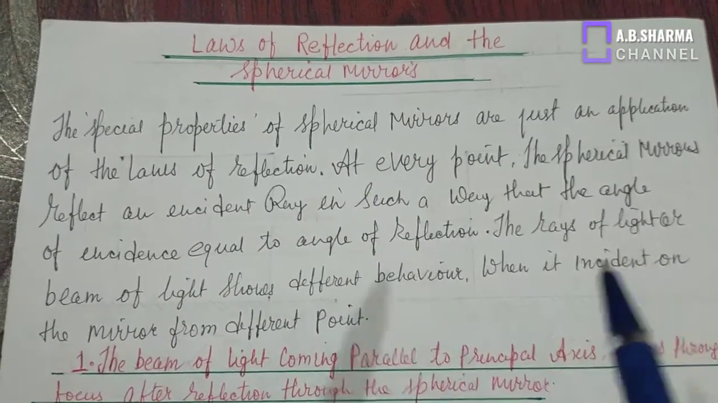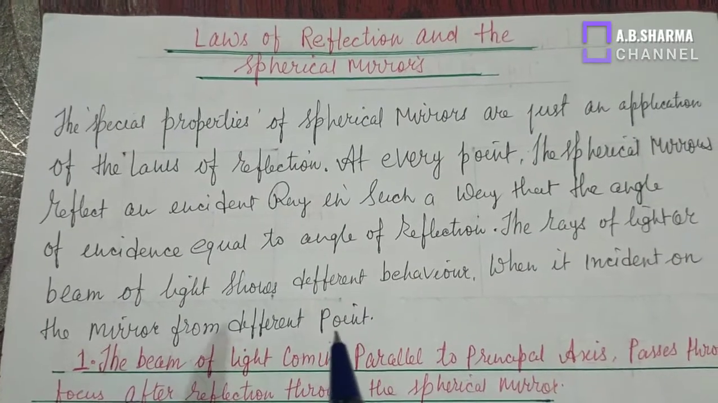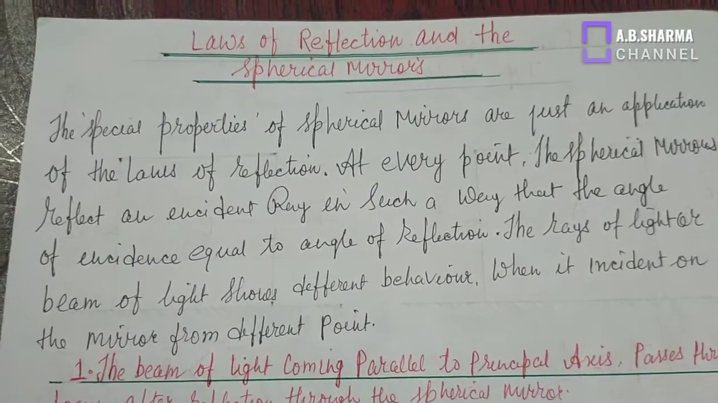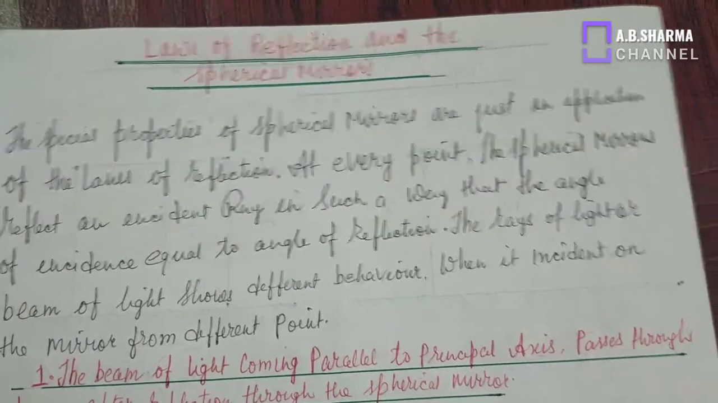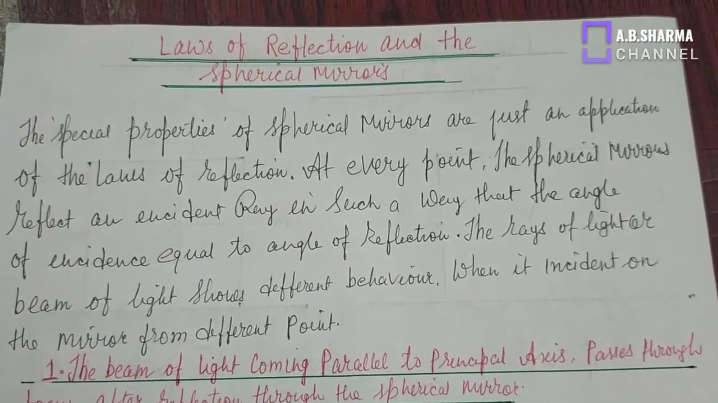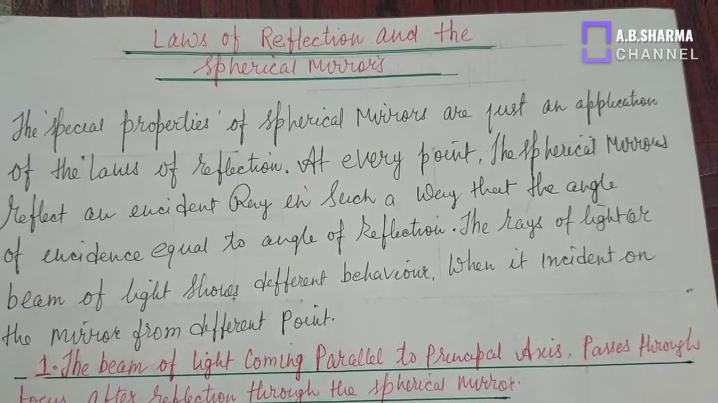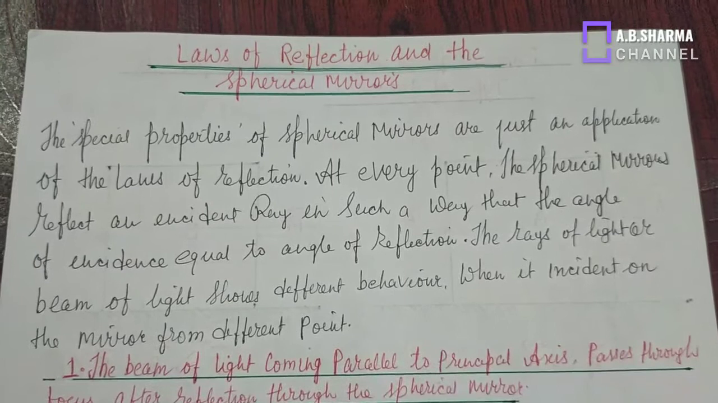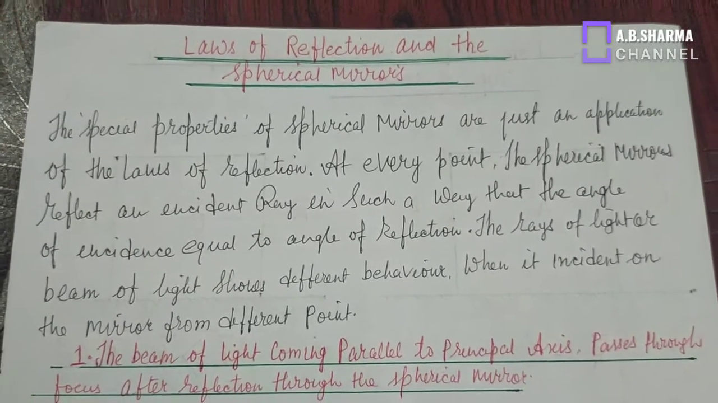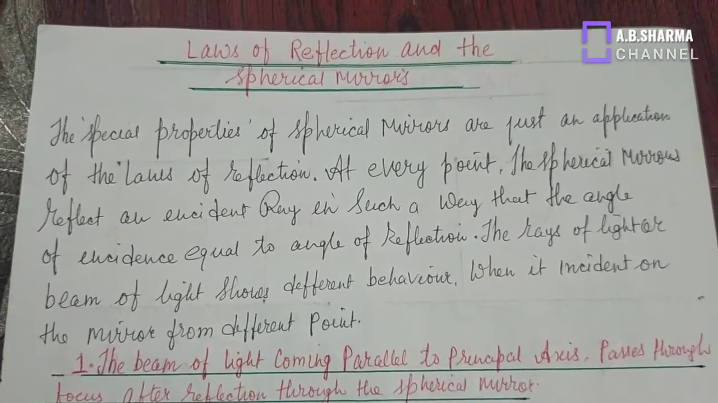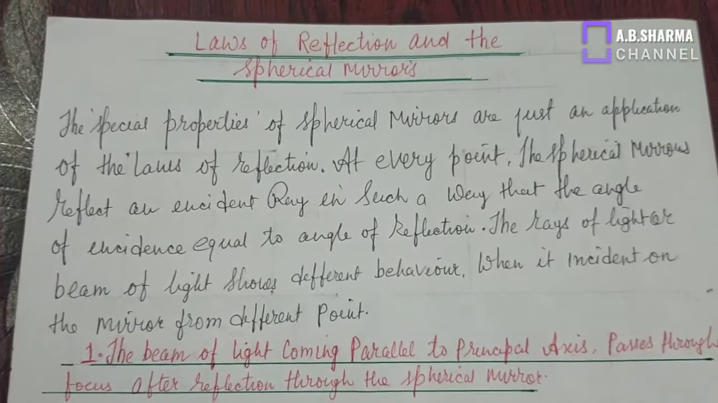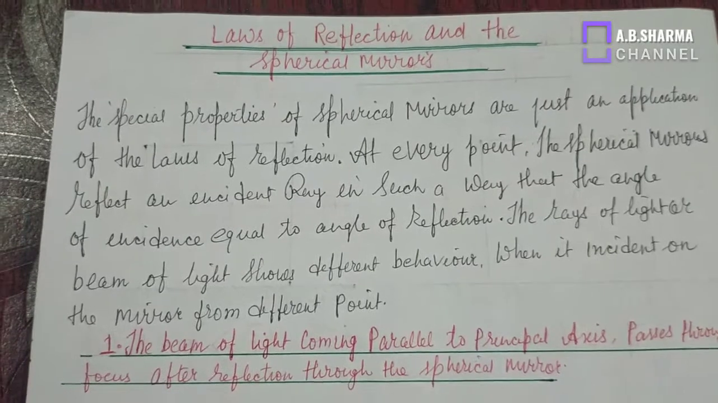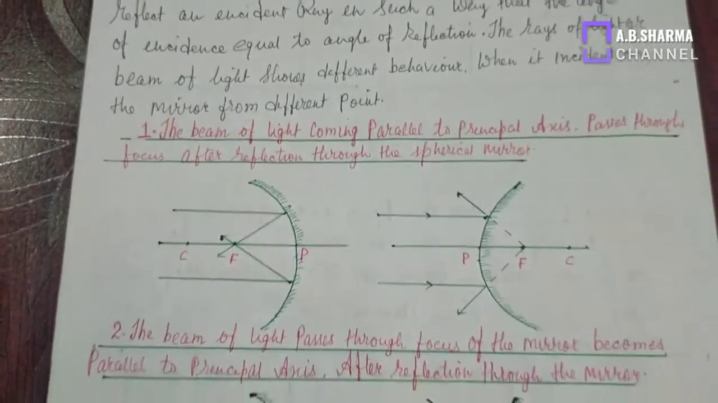The rays of light or the beam of light show different behavior when incident on the mirror at different points. When a light ray is incident on a spherical mirror at any point, it will follow the law of reflection. And there are some special rays which show different behavior when passing through different points, and we will use these to form ray diagrams. So you must remember these points.